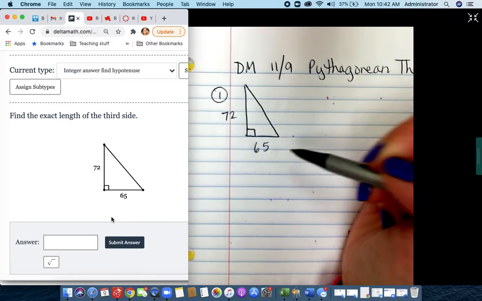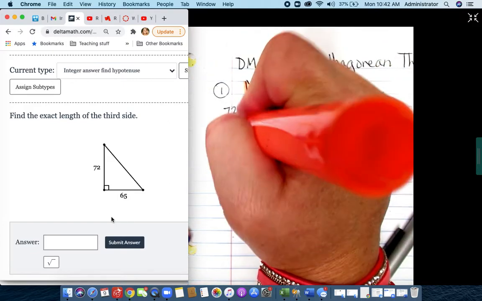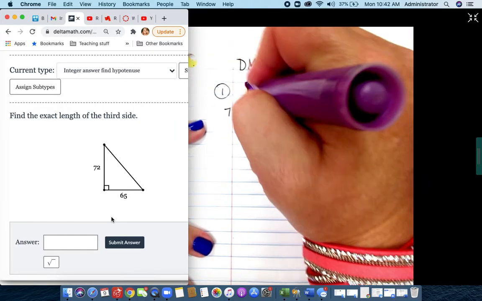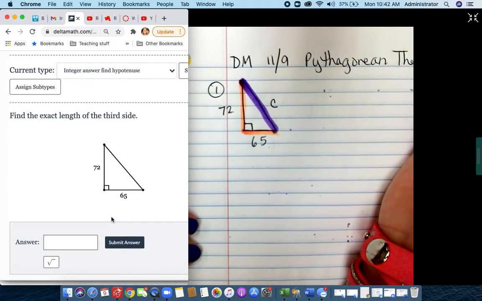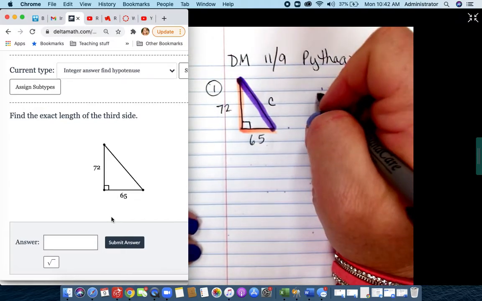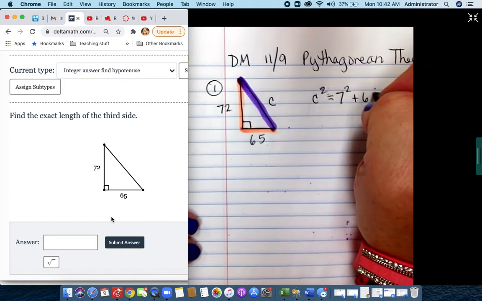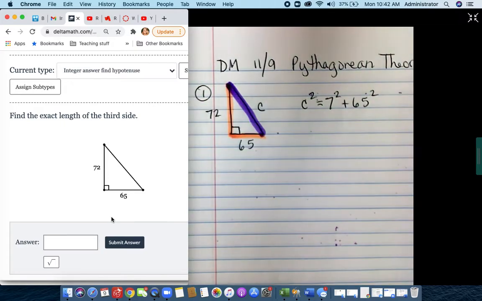So 72 and 65, these are the lengths of our legs, not the hypotenuse. Our hypotenuse is the side opposite the right angle over here, and that's our job. And remember, we said we'll label the hypotenuse C. So if you think back to your formula, C squared equals leg squared plus leg squared. And then I'm going to type that in, find the value, and then just take the square root.